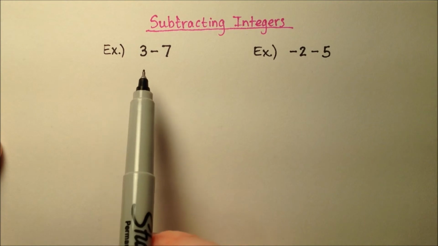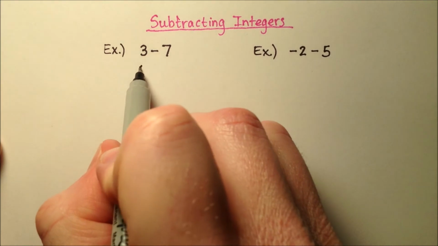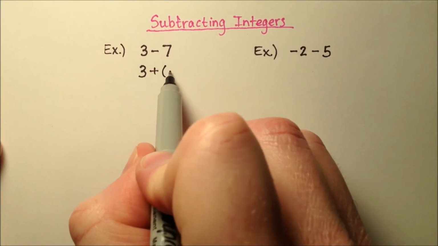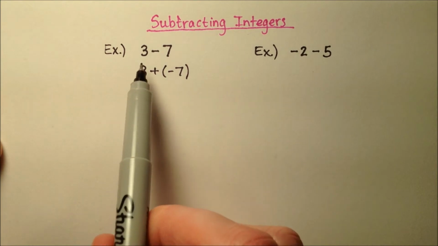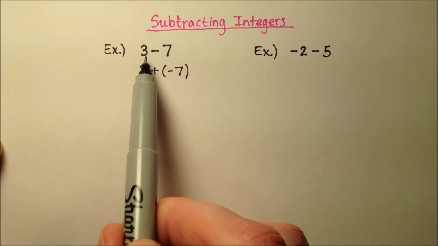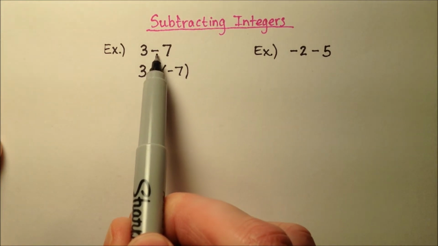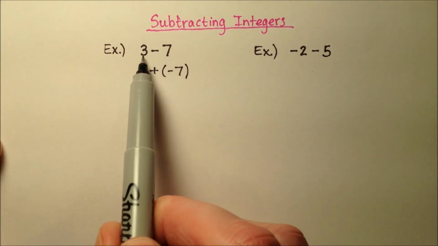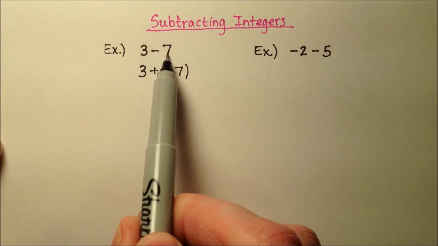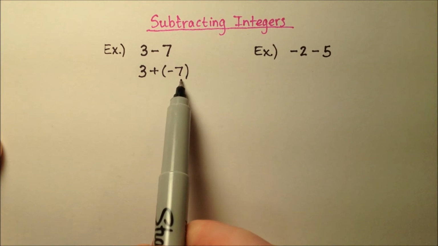The first example says 3 minus 7. Really, I just want this to end up being 3 plus a negative 7. And now I've changed this subtraction problem into an addition problem. Let's look at why. We began with a positive 3, and we were subtracting a 7. You can actually pretend that this subtraction sign is a negative sign that goes with the 7. So you could say this is a 3, and you're putting it with a negative 7. If that's the case, you can say 3 plus a negative 7.